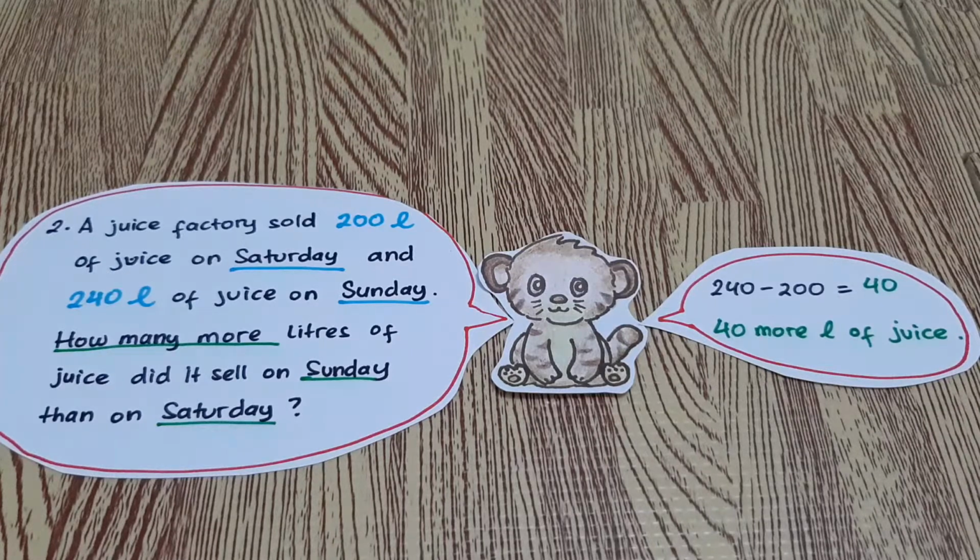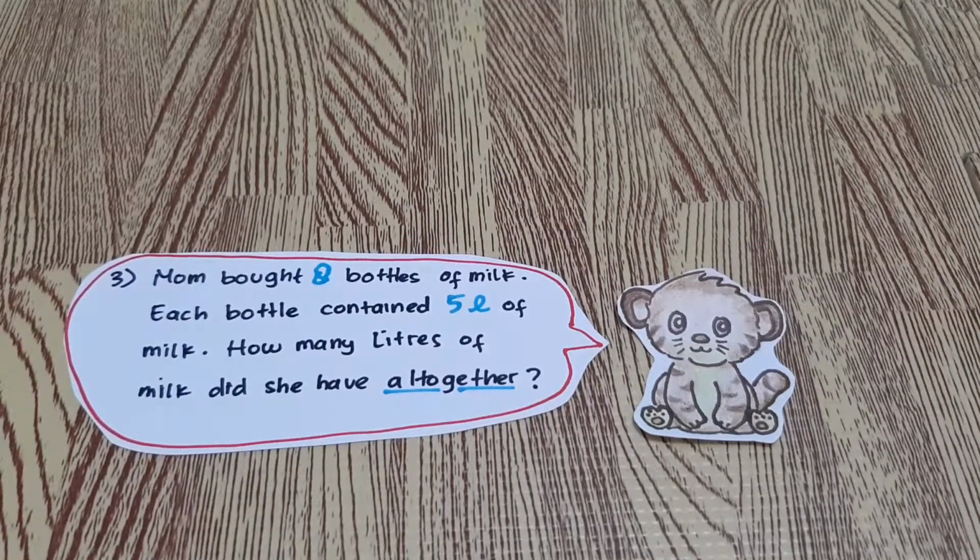Let's go to number 3. Mom bought 8 bottles of milk. Each bottle contained 5 liters of milk. How many liters of milk did she have altogether? Okay, now, this one is special, so you have to be careful. Even though it is altogether, it doesn't mean you add it.